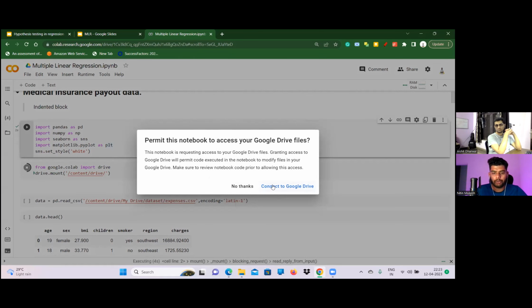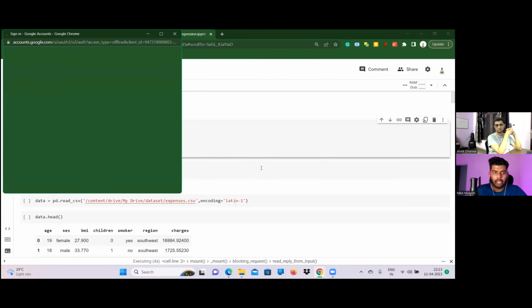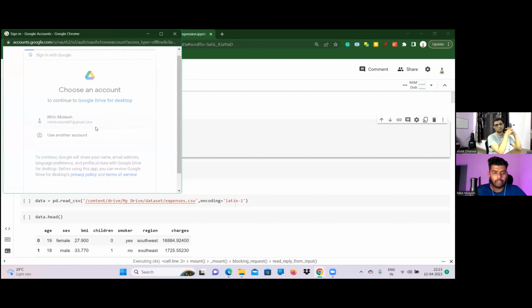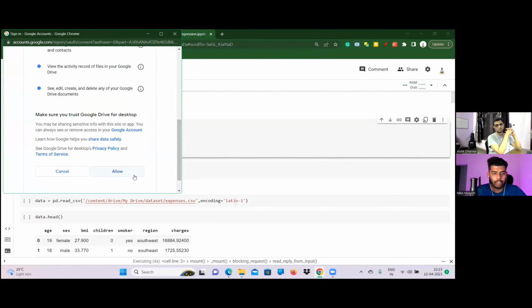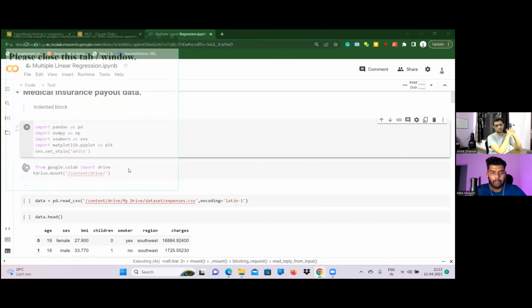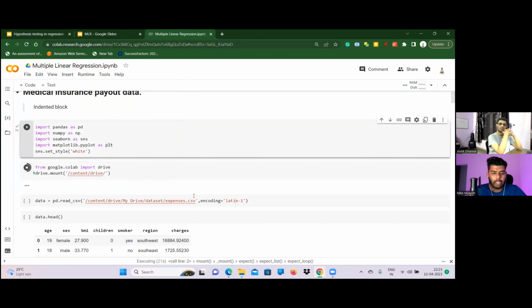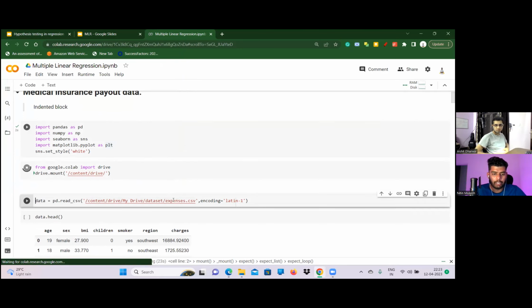What you need to do is click on Connect to Google Drive, and click on the Google account that is associated with the drive on which you have kept your data. When you allow that, it will mount your drive in the current directory. Once your drive is mounted, you can access your data by specifying its path, like where your data lies. My data lies in the My Drive folder, then the dataset folder, then I have this particular expenses.csv.